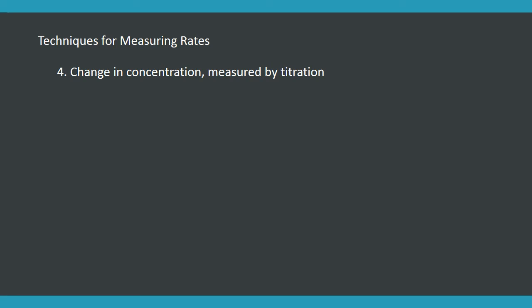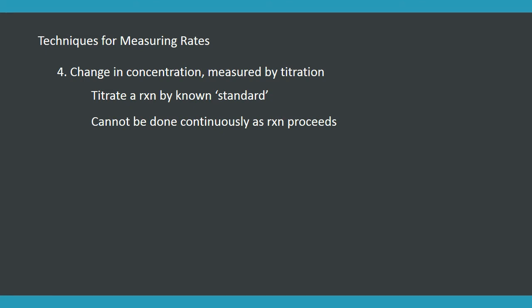Fourth, you can have a change in the concentration measured by titration. A titration is a method where you are going to titrate a reaction by a known standard. There's lots of different titrations you can do, but usually it's going to be working with acids and bases and creating a neutral solution. The problem with titrations is they cannot be done continuously as the reaction proceeds, because the reaction is still going to go on either in your burette or in the flask, whatever it is you are measuring and where you're measuring it. So you can't get really good data on the initial, 20 seconds, 30 seconds, and so forth.